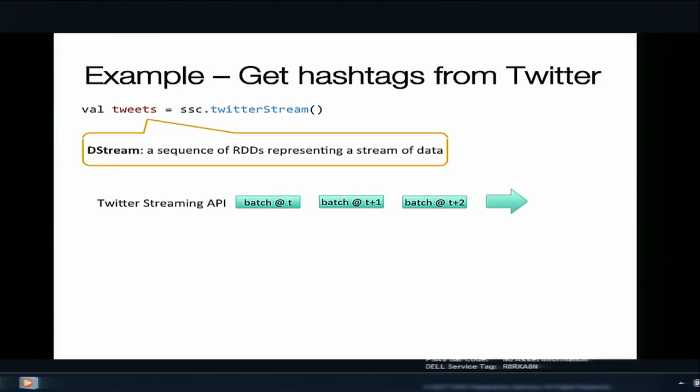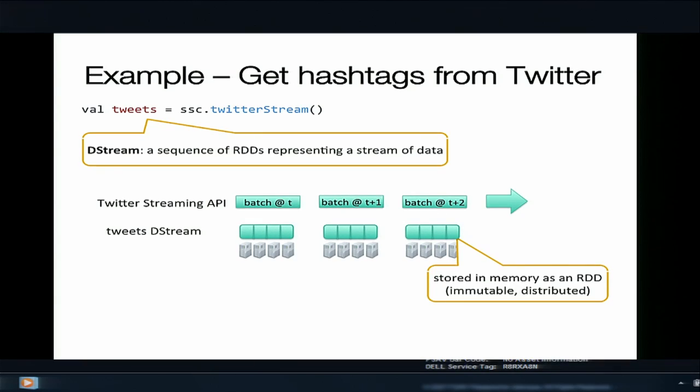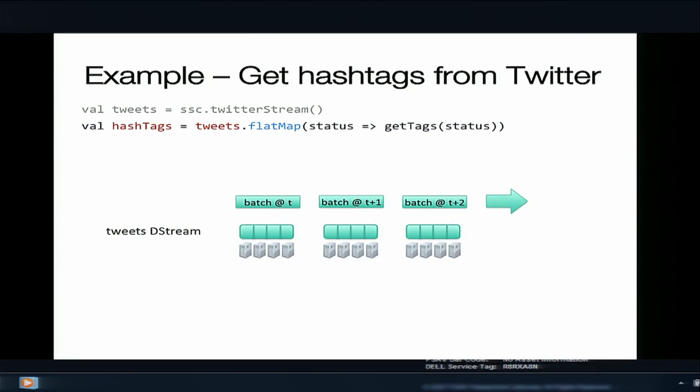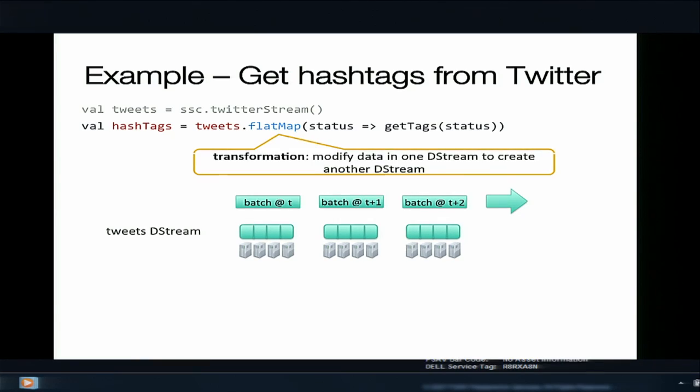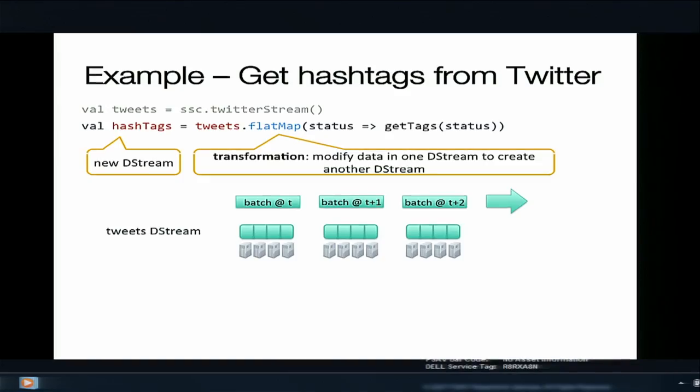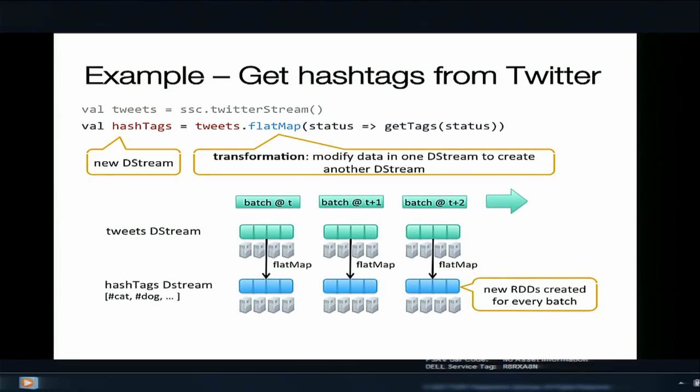Once you create this DStream, the system underneath will chop up the data into X-second batches, make RDDs out of them, and keep them around in memory in the Spark cluster. Then you apply some sort of transformation. In this case, we are doing a flatMap where from each tweet status, we get the list of tags from the status. This creates a new DStream, hashtags. Underneath, the system will take every tweet RDD, apply the flatMap operation, and generate the hashtags RDD.